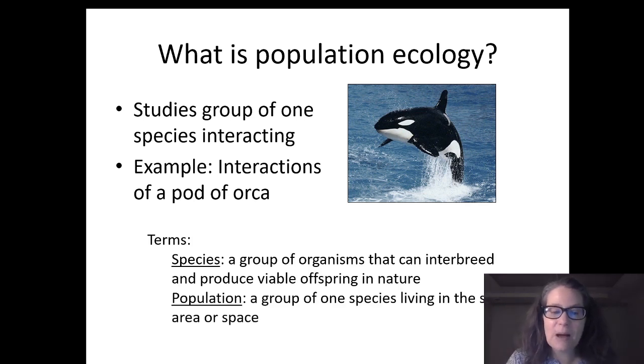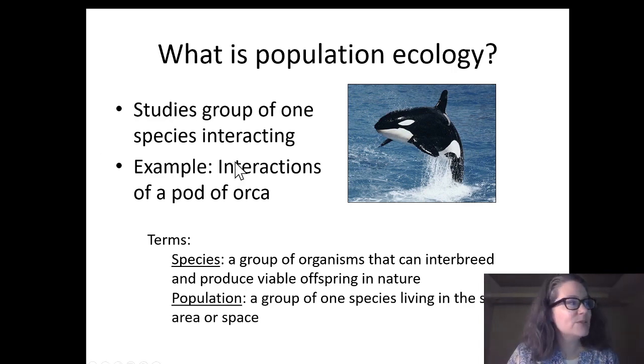So in order to understand population ecology and what they study, you need to understand the word species. And a species is a group of organisms that can do three different things. They can interbreed. This group can also produce viable offspring, or produce offspring that can also interbreed. So they're not sterile. And then lastly, they do this in nature. So they're not forced to do it in a lab or in a zoo. They can do it on their own in nature. So when we look at population ecology, we're looking at the interactions of those species, those things that can interbreed, produce viable offspring in nature, and the interactions within that particular group.